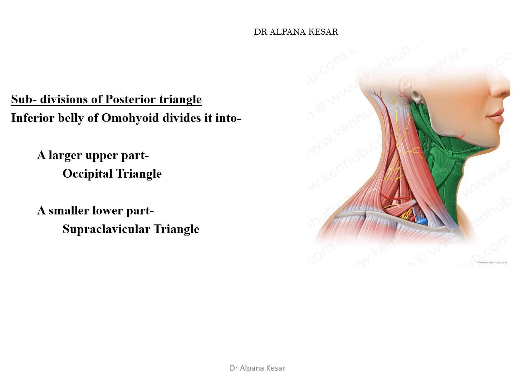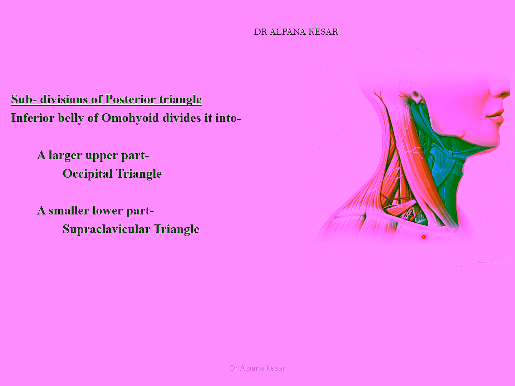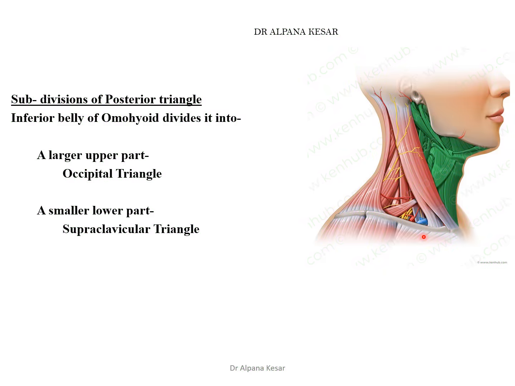Subdivisions of posterior triangle. Inferior belly of omohyoid cuts across the posterior triangle, dividing it into two parts: a larger upper part and a smaller lower part. The larger upper part is the occipital triangle and the smaller lower part is the supraclavicular triangle.